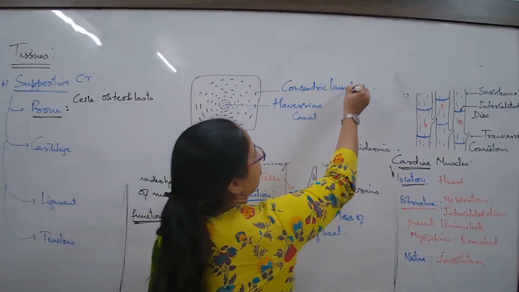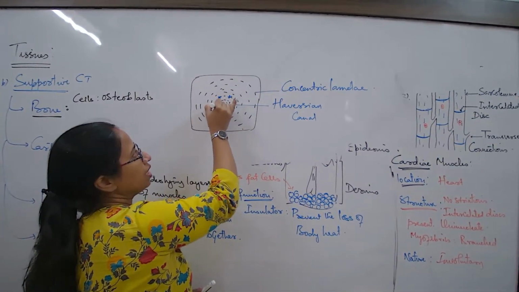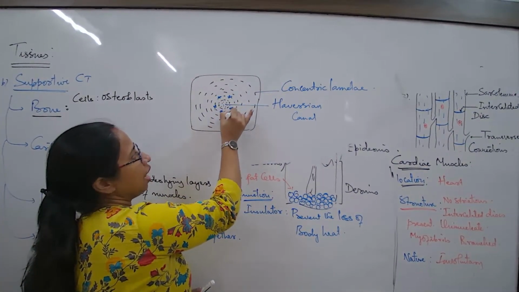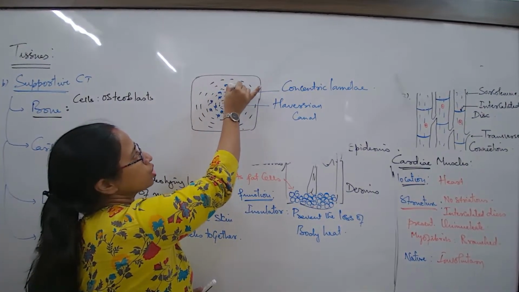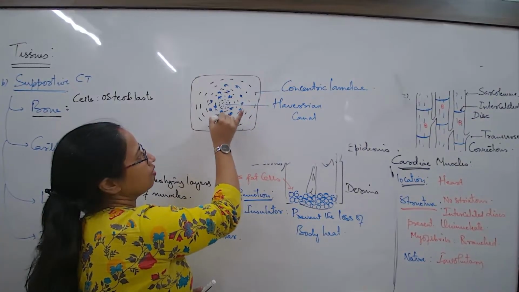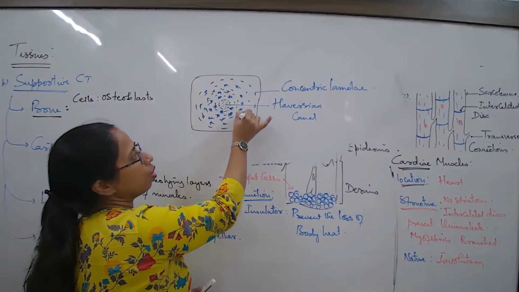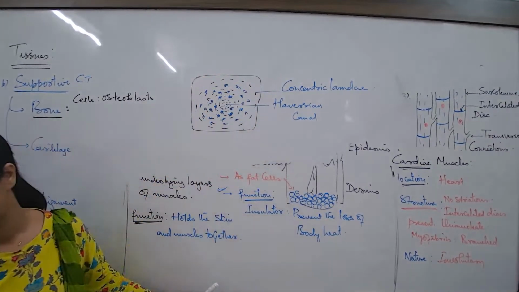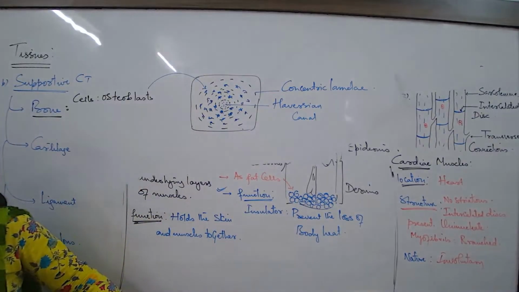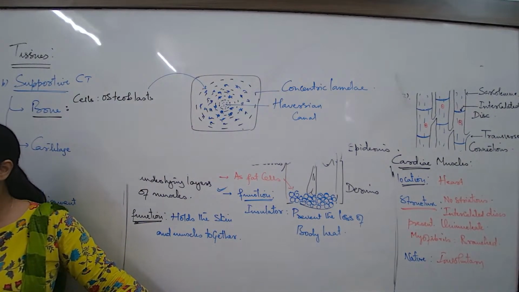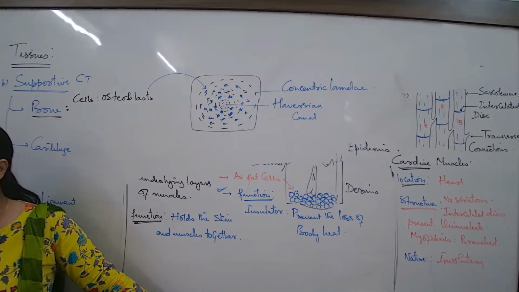Now next, what is there on the concentric lamellae? All these bone cells. And what are these bone cells known as? These bone cells are known as the osteoblasts. And these cells are always present in the concentric lamellae in a specific order, in a specific manner. So what are these cells? These cells are known as the osteoblasts. Name the cells of the bone. Bone is a tissue that also has specific cells. What are those cells? Known as osteoblasts.